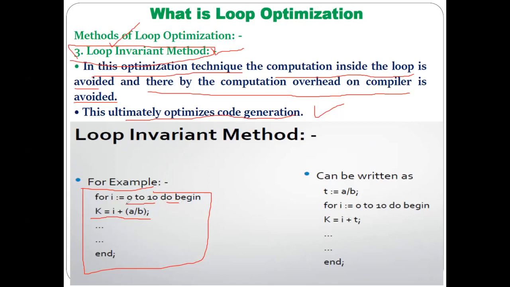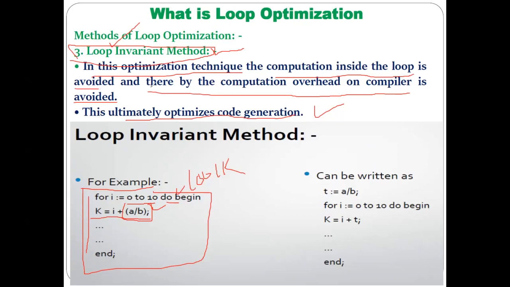So what is the loop invariant code here? This a divided by b is a loop invariant because the values of a and b are not going to change even if this loop runs 100 times or 1000 times. Still this a divided by b will not change, because nothing in this loop changes the value of a divided by b. So moving this loop invariant code outside the loop is called the loop invariant optimization technique.